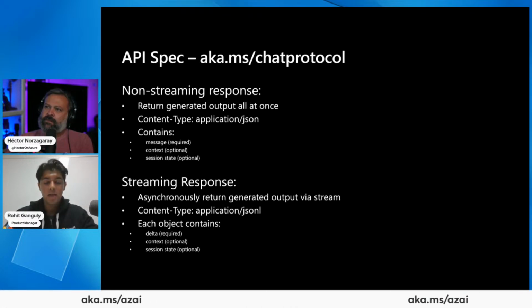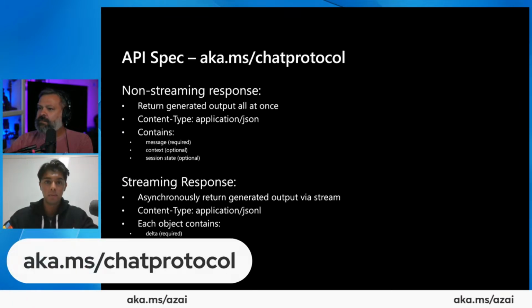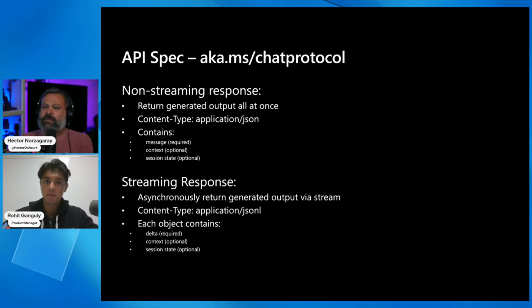So going into the API spec, what does that look like? If you want to learn more about it, you can go to aka.ms/chat protocol, but it's really simple. There's a certain way you can request it, which is listed in that URL, but our responses are more relevant here, so we'll talk about that. How do you design that API? How do you fit that API spec with your application to the front end? There's two responses you need to have.